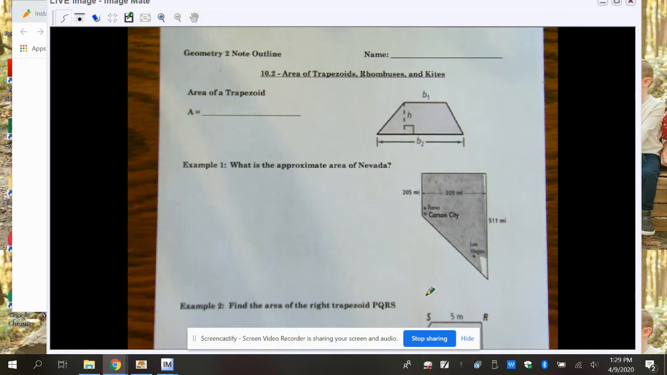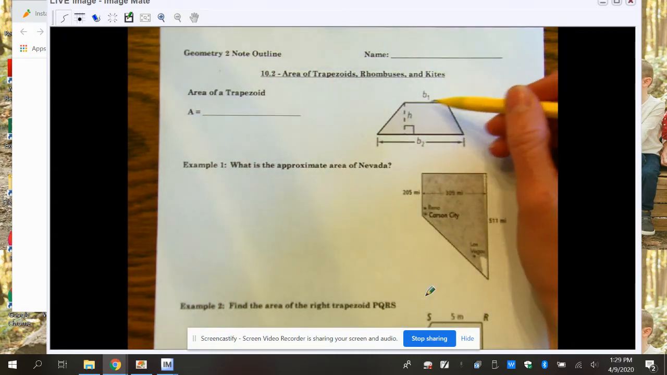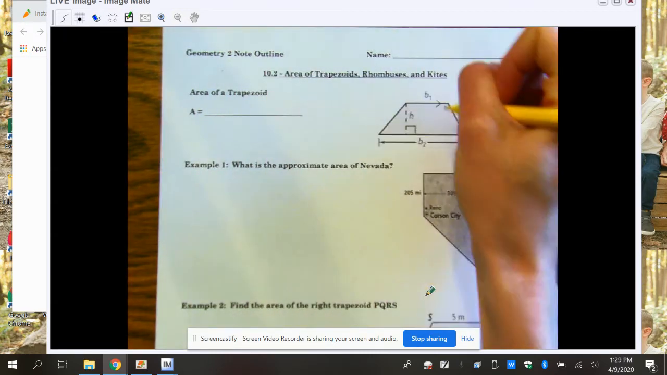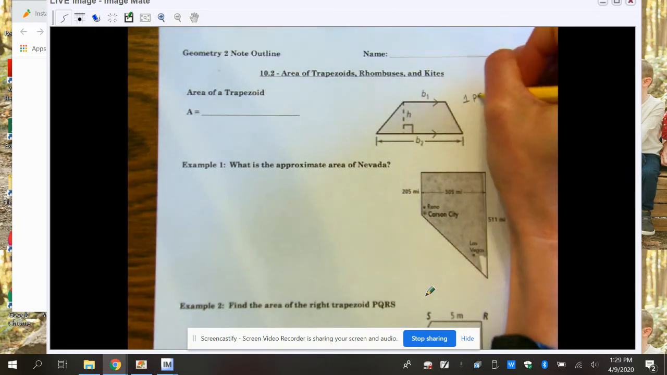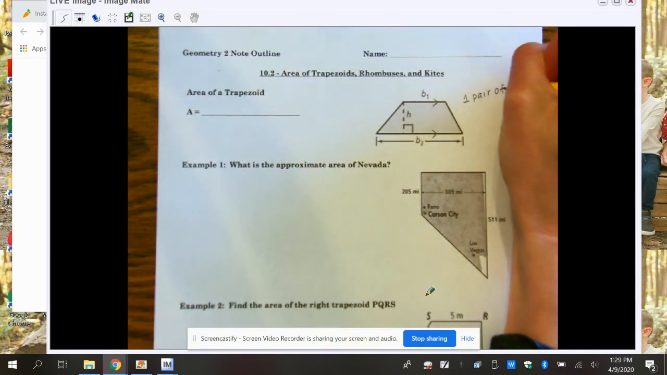So the second lesson in this unit is finding the area of trapezoids, rhombuses, and kites. We're going to start with a trapezoid and review some of the characteristics of what a trapezoid is, and how we'll identify the different components of a trapezoid. Remember, a trapezoid is a quadrilateral that has exactly one pair of parallel sides.